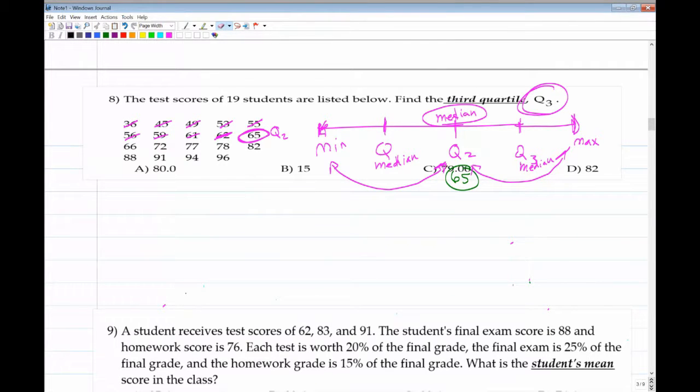So I can now list them in front of me so I can see what I'm dealing with. So we have 66, 72, 77, 78, 82, 88, 91, 94, and 96. That is the numbers between Q2 and the maximum number.